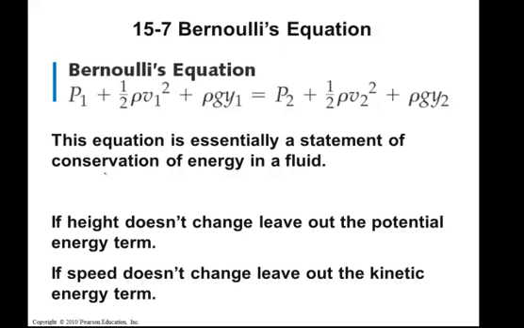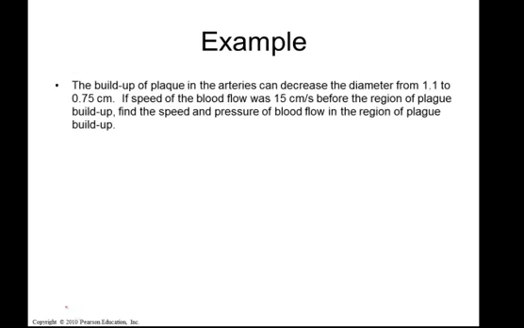And it's conservation of energy, which means that if the height doesn't change, then you can cross out those terms because gravitational potential energy is not going to be a factor. If your speed is not changing, then I can leave out the kinetic energy term because it's not going to be a factor. So this is the full-blown equation, and I only have to use certain parts of it depending on my problem. So here's an example.